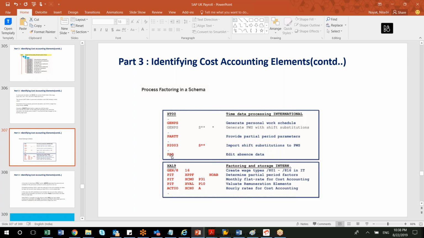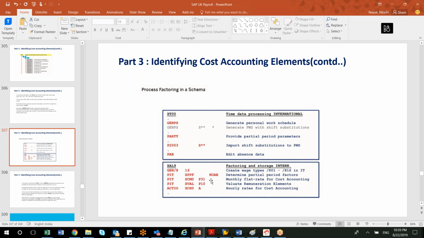Similarly, as I explained, PAB is responsible for all kinds of editing of your absences data. But from a factoring point of view, this PARTT is one of the most key functions when it comes to the concept of factoring. Whenever you are running any kind of factoring or testing related to factoring, you must go and see how this function is working inside the payroll log or the time log. You can refer to the input and output to see how the calculations are happening.